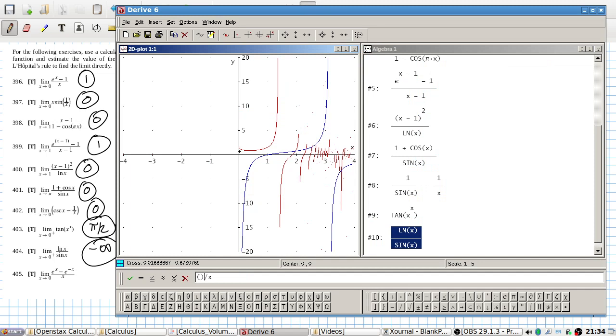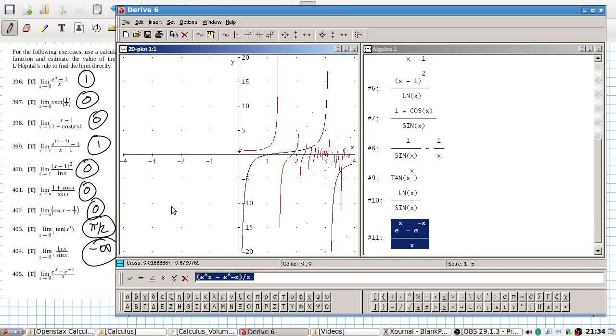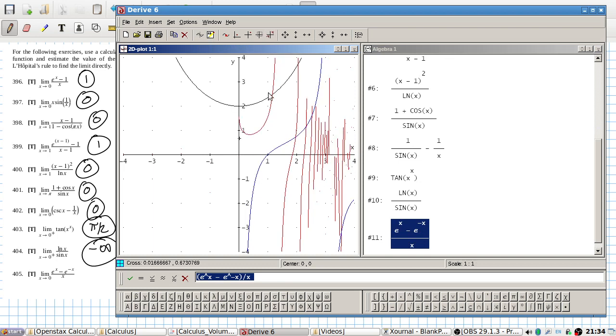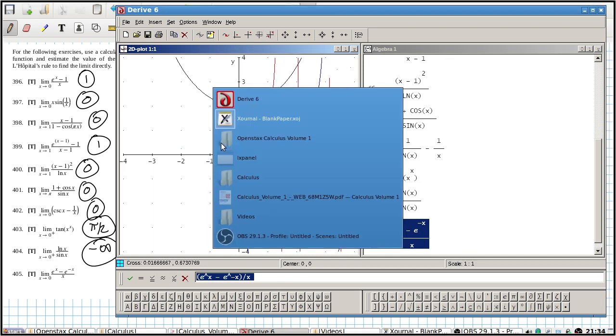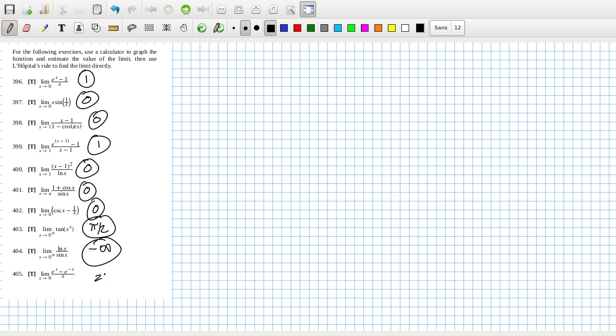And then lastly, e^x minus e^(minus x), over x, towards 0. 2. Yeah, makes sense. Right.